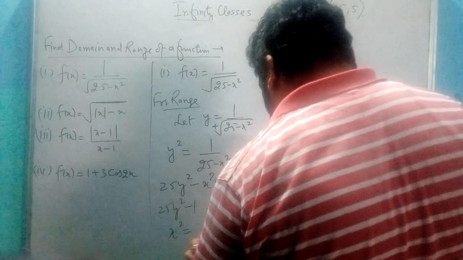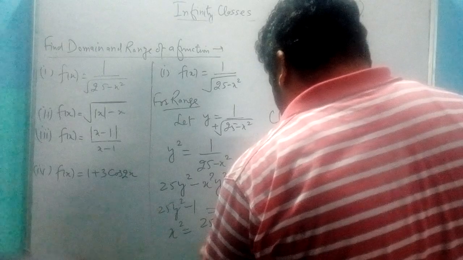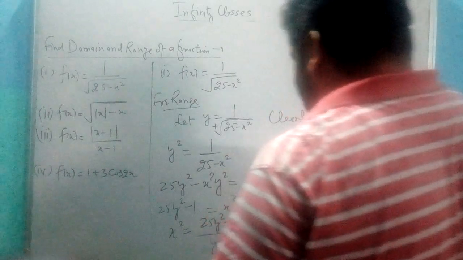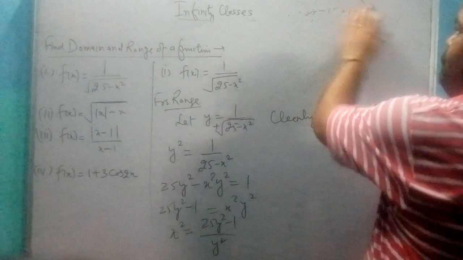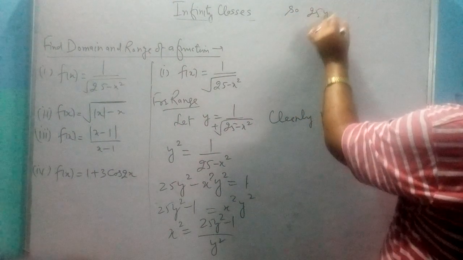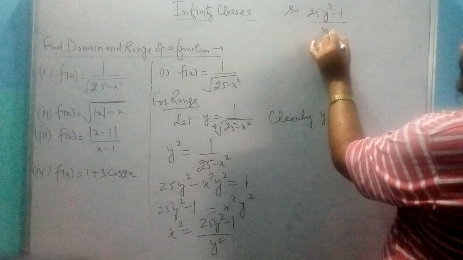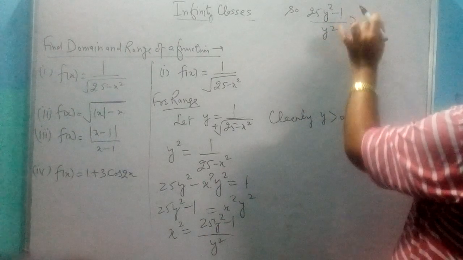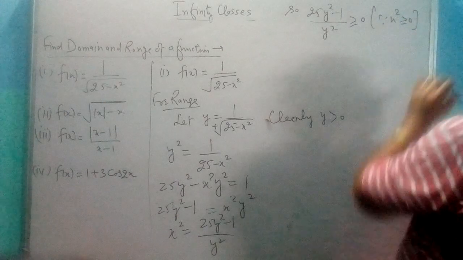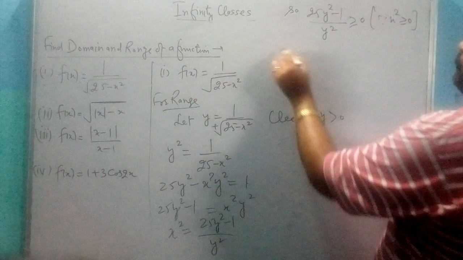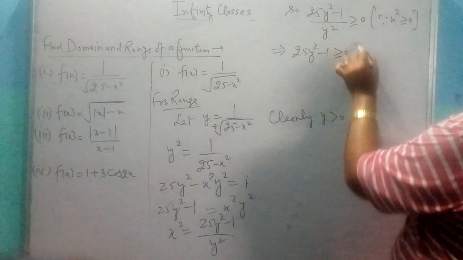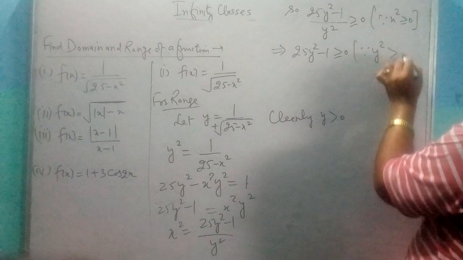x square y square is equal to 25 y square minus 1. x square is equal to (25y square minus 1) upon y square. So (25y square minus 1) upon y square is greater than 0, because x square is always greater than or equal to 0. Implies 25y square minus 1 is greater than 0 because y square is positive.